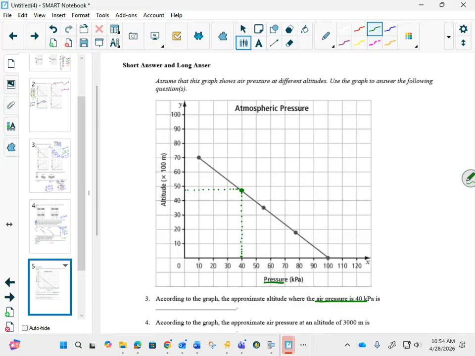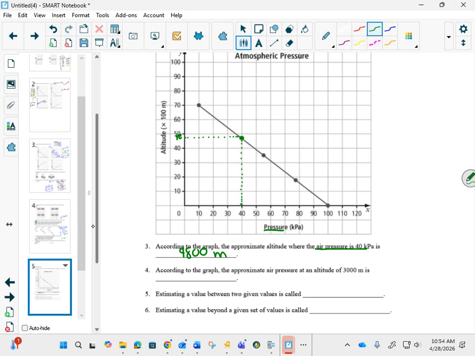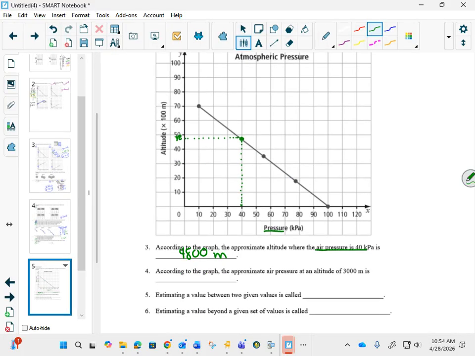Then, if I go to my Y, what number do you think you could use for this? 48, and it's times 100, 4,800 meters. But I can't just write 48, because it says the altitude is times 100 meters. That's a little tricky. So the number matches up with 48, but I read the scale here and it says my altitude is times 100, so I'd have to write 4,800 meters.